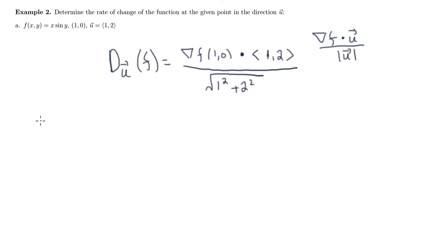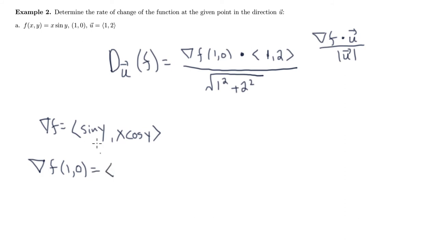So what is the gradient of f? Well, the gradient of f is sine y for the partial with respect to x, and then the partial with respect to y is x cosine y. And then evaluating the gradient at the point (1, 0), we get (0, ...). Cosine of 0 is 1, times 1 is 1.